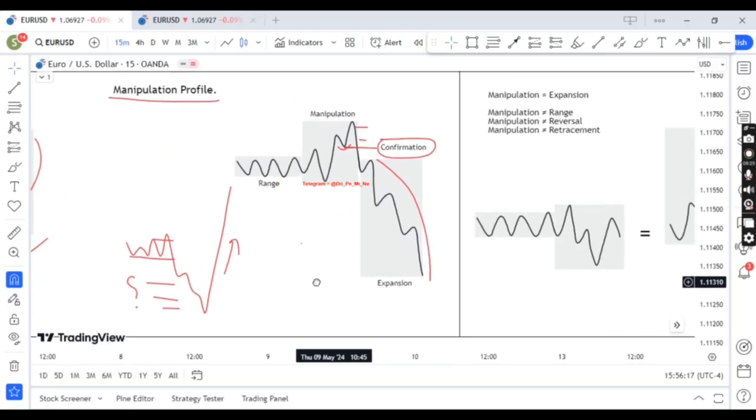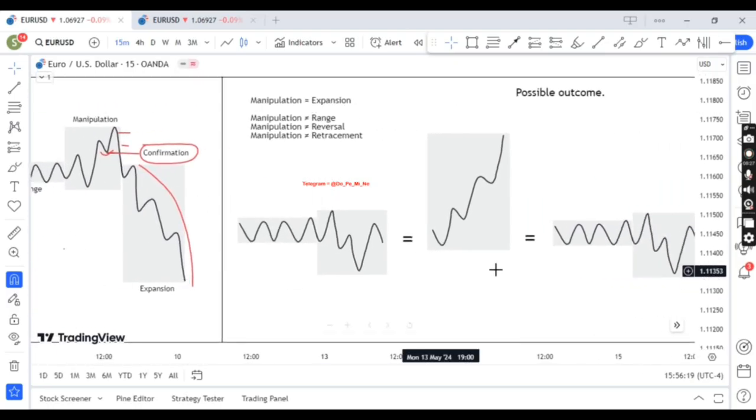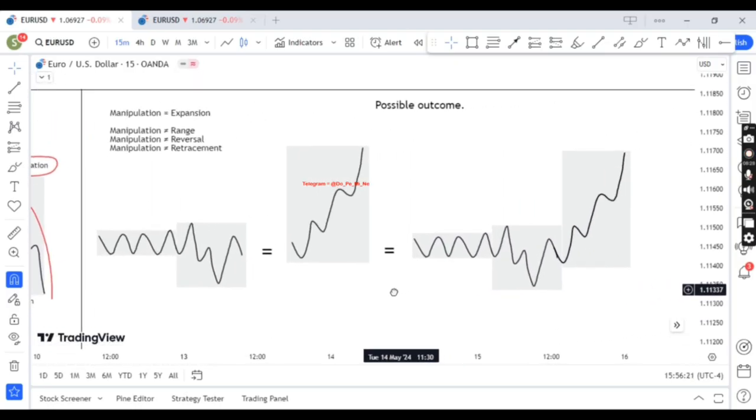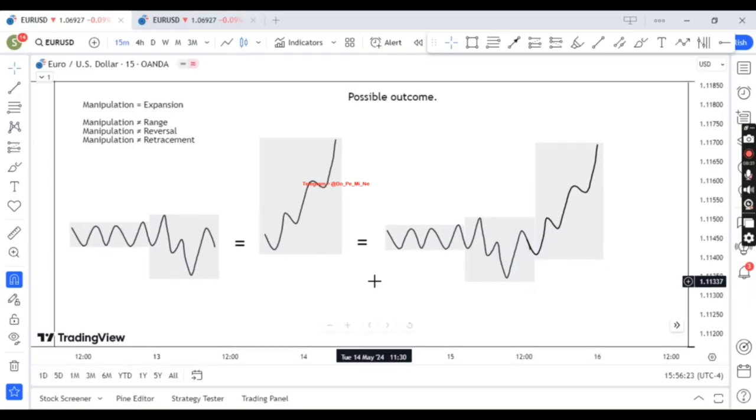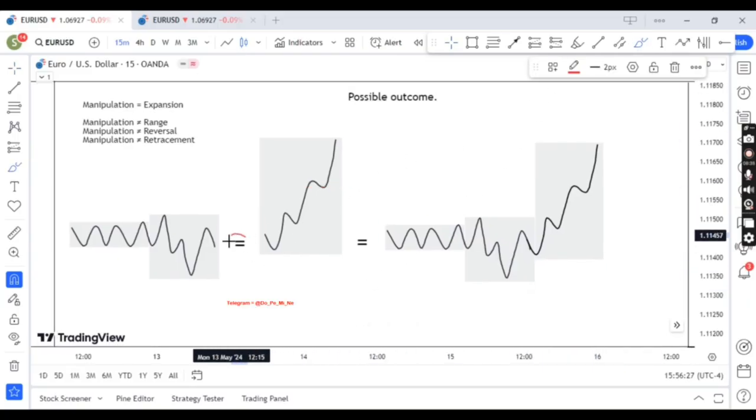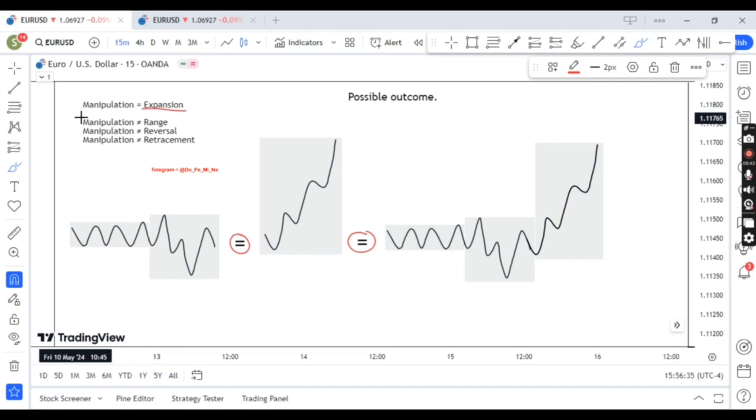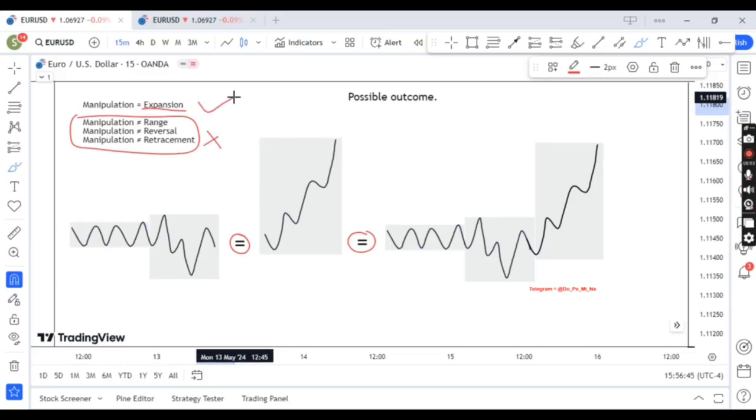Now, as I said before, each market profile can have a particular possible outcome, and in the same manner, a manipulation profile also has one possible outcome, which is an expansion in the opposite direction, right? A manipulation profile cannot enter a retracement, a ranging profile, or a reversal profile. It can only have an expansion after it, right? That means we've added another filter to our understanding of the market dynamics.